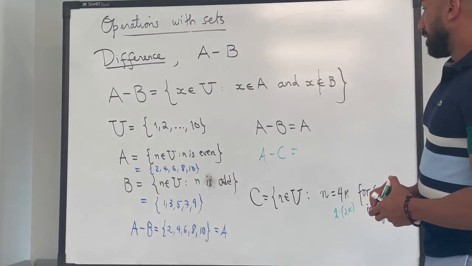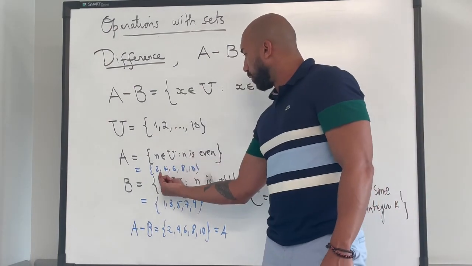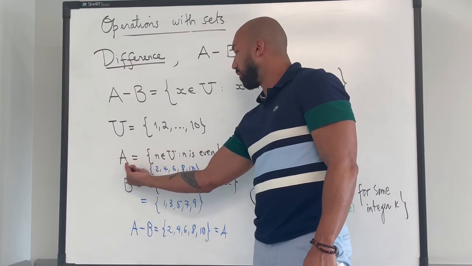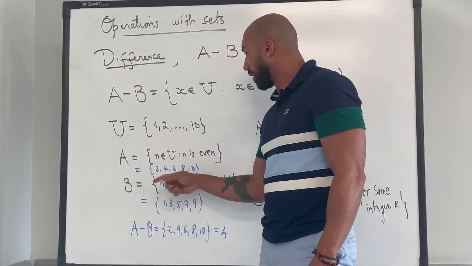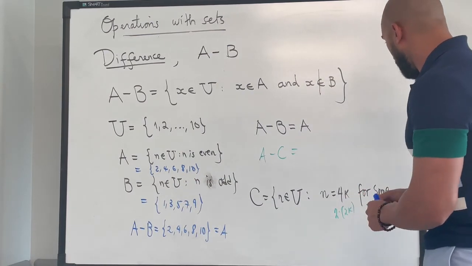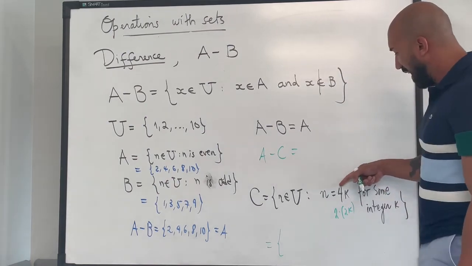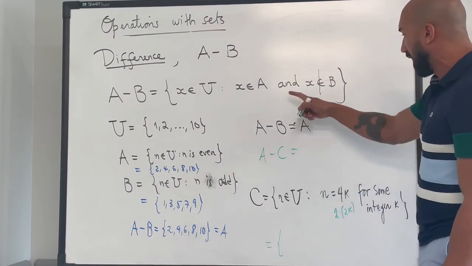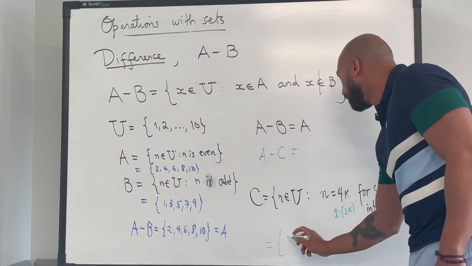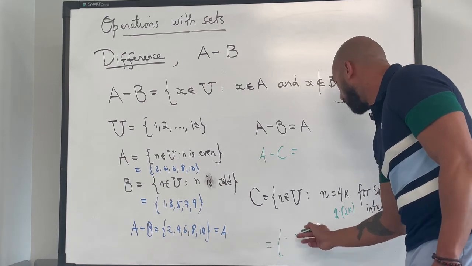And now we need to repeat the same procedure. We need to go over the elements in A, and we need to discard those that are in C. Well, which are the elements in C? Again, if k is negative, this is going to be negative, but in the universe, we are not considering any negative number. So we need to use 0 or positive.